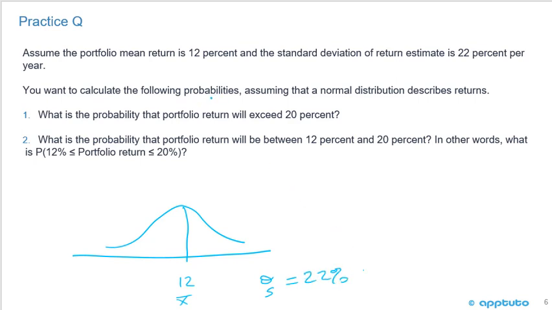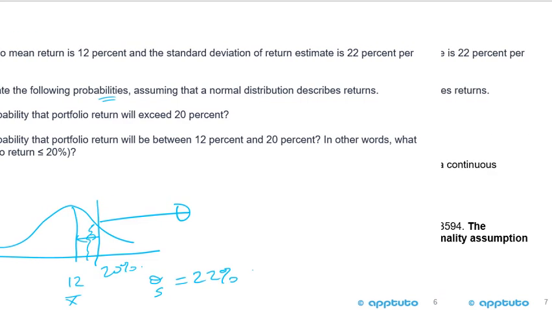So you want to calculate the following probabilities. The first one: what is the probability that the return will exceed 20%? So we're going to be looking to the right-hand side of 20%. The second one: what is the probability that the return will be between 12 and 20%? In other words, what is the probability of being greater than or equal to 12% and less than or equal to 20%? That's the key point to this LOS.